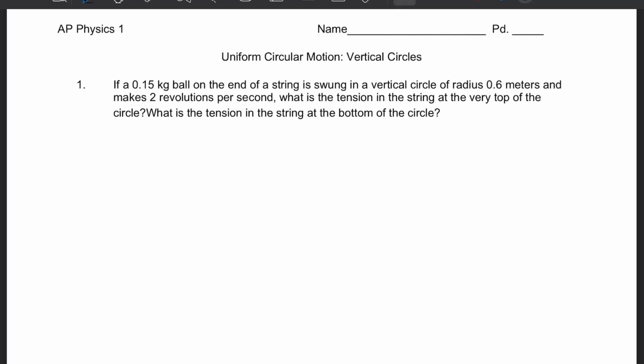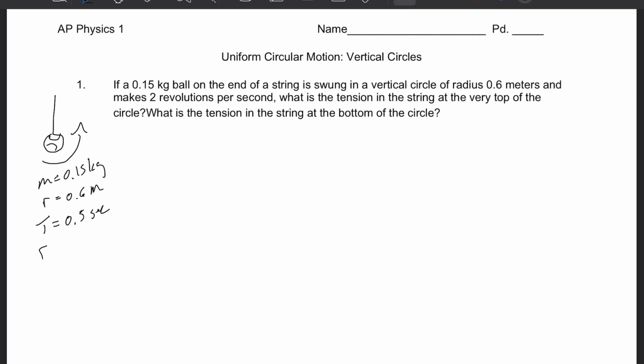So we have a 0.15 kilogram ball on the end of a string. Our force should be tension and gravity that are working together or opposing each other for our centripetal force. The mass is 0.15 kilograms, radius 0.6 meters. It makes 2 revolutions per second, but our period, capital T, is how long it takes to complete 1 revolution. If it takes 1 second to do 2, it's half a second for 1 revolution.